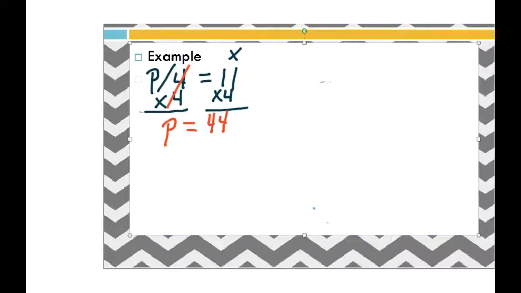Over here I come back and I do a check. 44 divided by 4 equals 11. And I have to finish it up. There are 11 4s in 44. So 11 does equal 11. Give yourself a check mark.